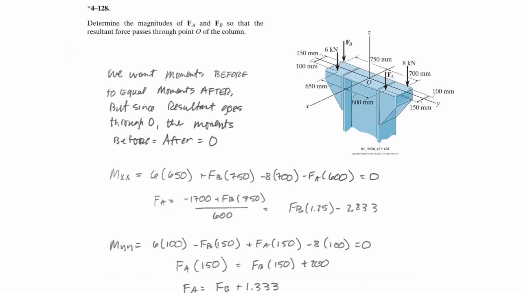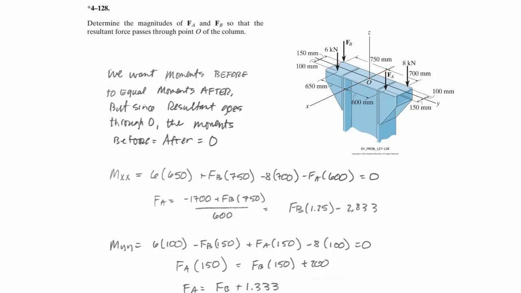Well, here's the solution for that. What we want is the moments before to be equal to the moments after. But since the resultant goes through O, the moments before and after are both equal to 0. So in that case, it's no moment before, no moment after. Everything has to be equal to 0. So let's look at the moments about the x-axis.